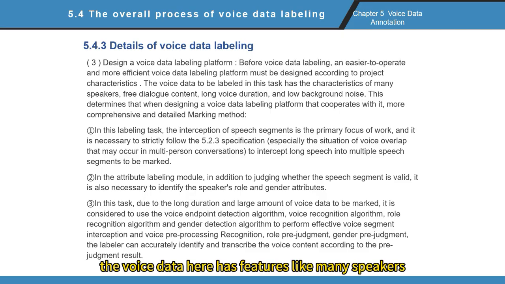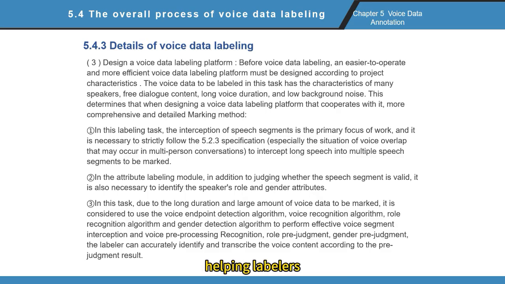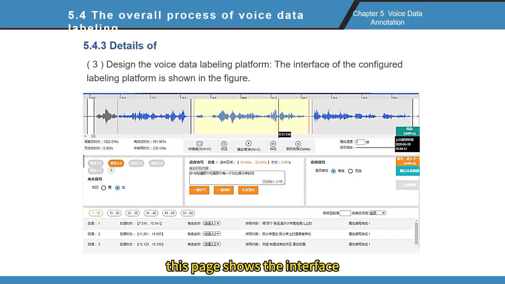Before voice data labeling, we must design an easy-to-operate and efficient platform according to the project's characteristics. The voice data here has features like many speakers, free-form dialogue, long duration, and low background noise. When designing the platform, we focus on speech segment interception, following specific specifications to split long speech. In the attribute labeling module, we determine speech segment validity and identify speaker roles and genders. Given the large amount of data, we use algorithms like voice endpoint detection and recognition to pre-process, helping labelers accurately transcribe the voice content. This page shows the interface of the configured voice data labeling platform.